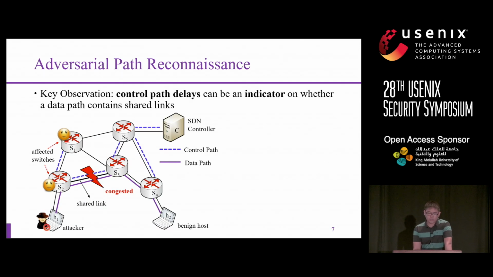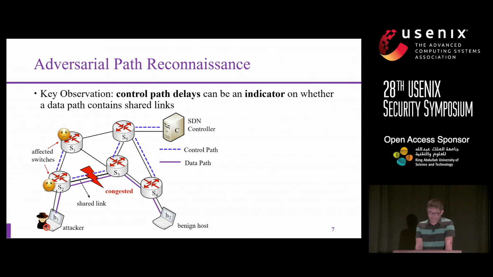So how to solve the challenge? Well, we present adversarial path reconnaissance. The key observation is that control path delays can be an indicator of whether a data path contains shared links.